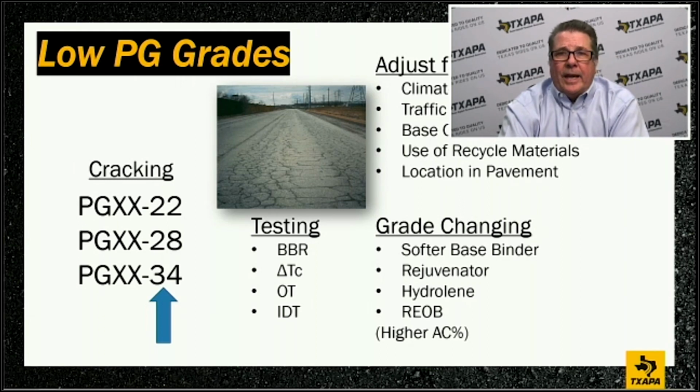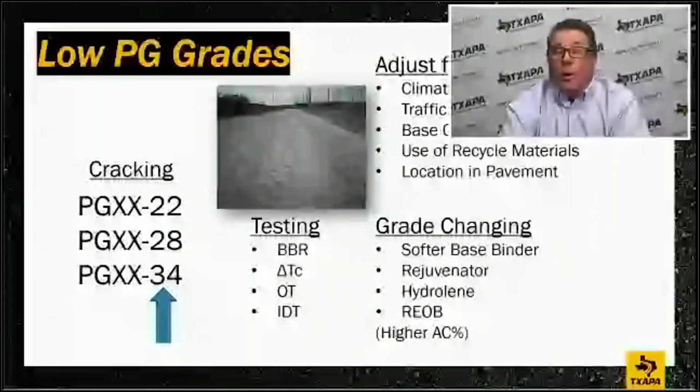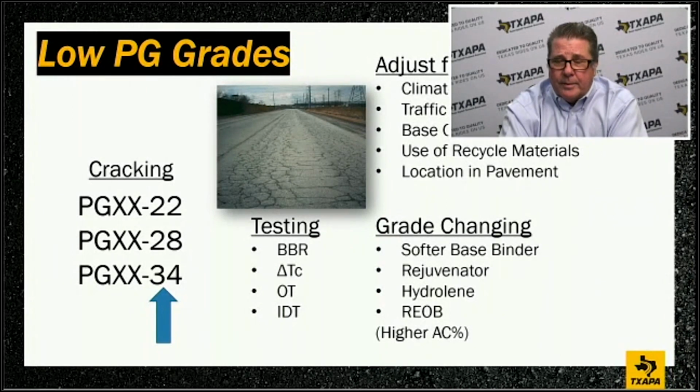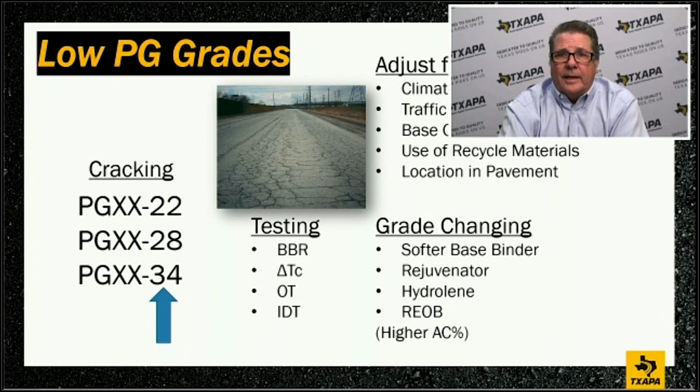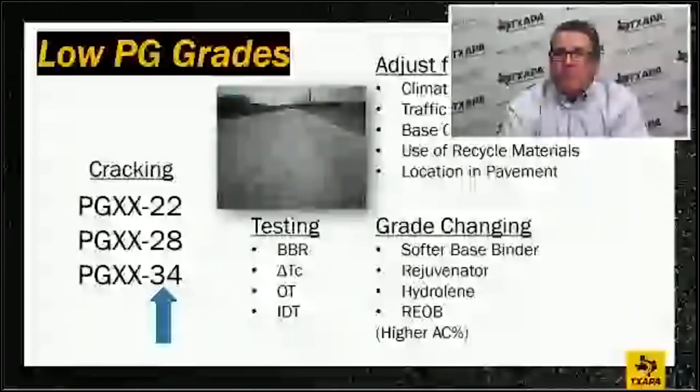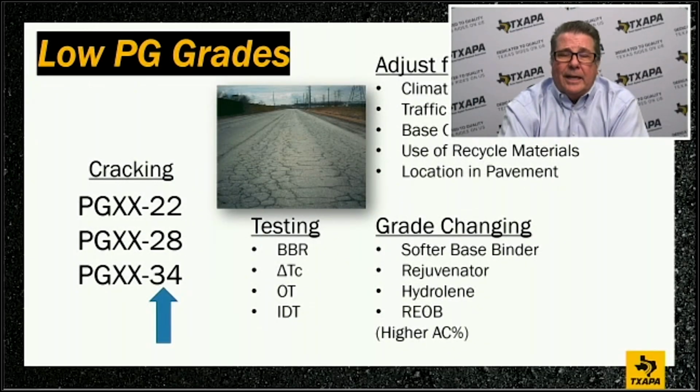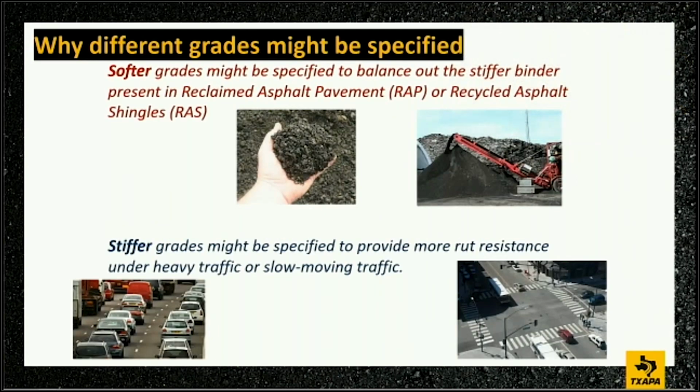And then once again, we have tests to be able to determine that. The most common test that we use for cracking is the overlay tester. That's the one that we've used and successfully have used to identify material that's not going to crack. So again, we utilize testing parameters to determine whether or not we're going to meet this lower end to prevent the cracking.